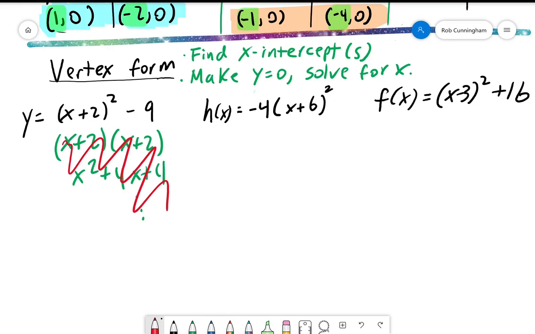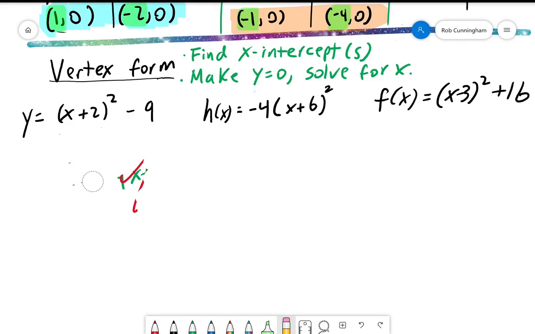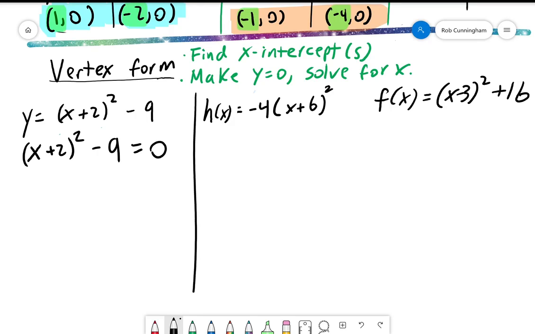We want to have only one x, right? We want to have a single x at the end, and we're not going to get there by expanding it out and making it look worse. What we're going to do instead is solve it just like every other equation you've solved since you learned about variables when you were in 7th or 8th grade. So again, we're going to make y equals 0. We get (x plus 2) squared minus 9 equals 0.